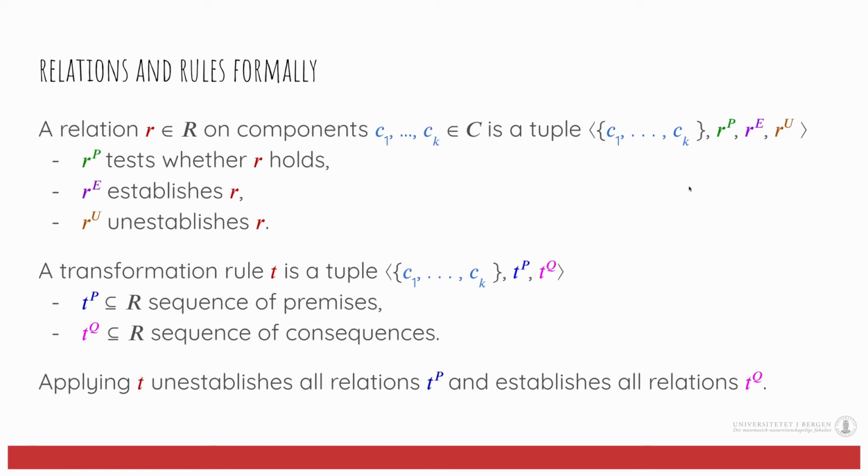A transformation rule T is a tuple with components C1 through CK, a sequence of relations on these components, which we call premises, and another sequence of relations on the components, which we call consequences. So applying T unestablishes the premises and establishes the consequences. And note that these are executed in the order that they appear in the sequence. Also note that the establish and unestablish procedures are arbitrary host-language code and can have side effects and so on. Therefore the order of the relations may matter. So the rules might look more declarative than they really are.